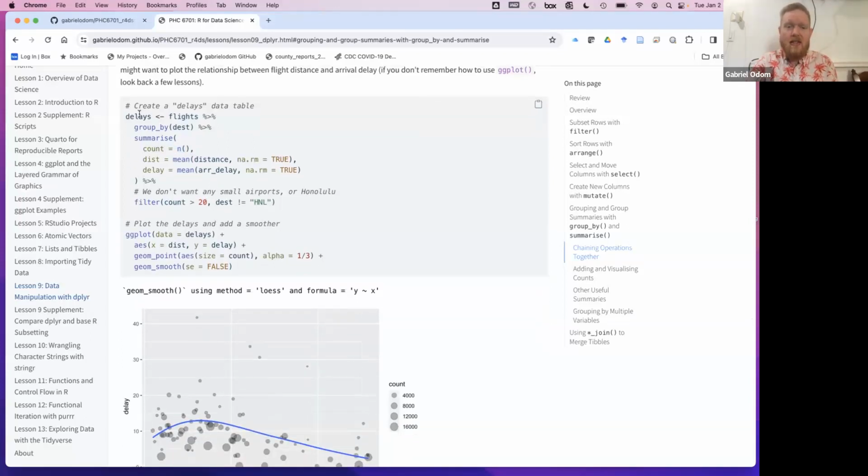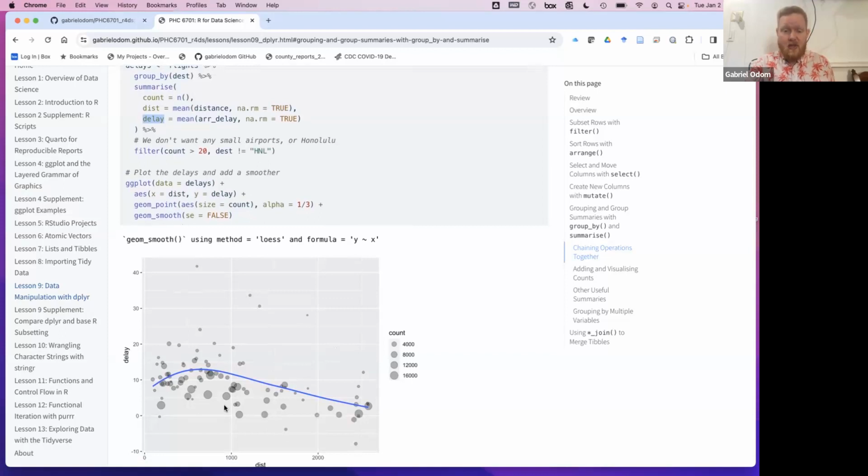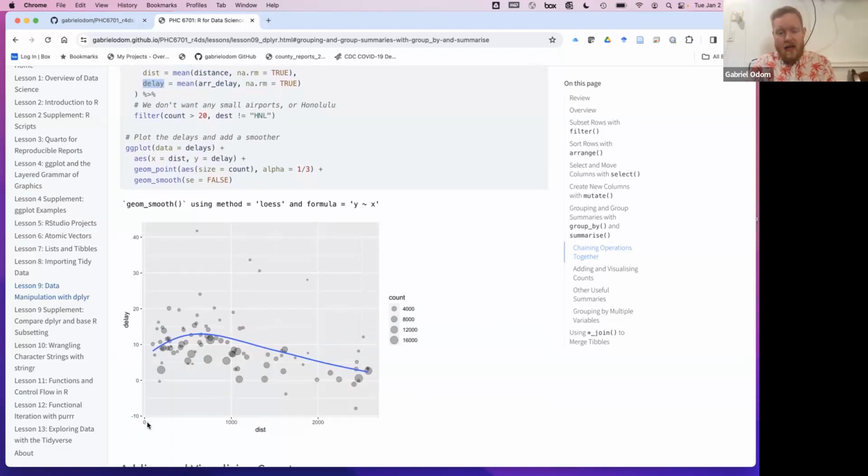So now that we have this delays data set, it has the count, the number of flights that went into that destination, it has the distance that the flight traveled, and it has the delay, how long the arrival delay was. Now we can plot it. Notice what we're doing here. On the x-axis, we're putting the distance. On the y-axis, we're putting the delay. And then the size of the dot is how many flights.